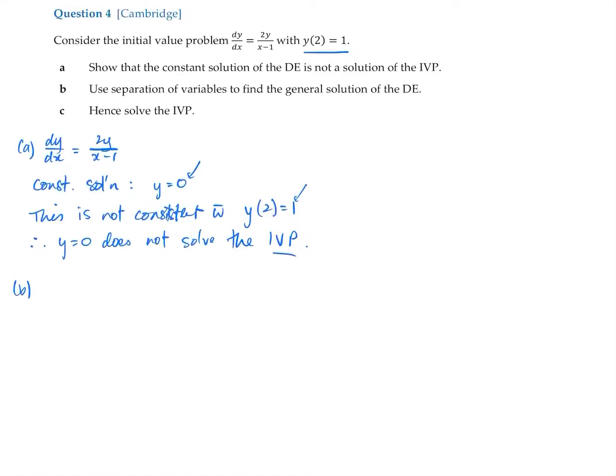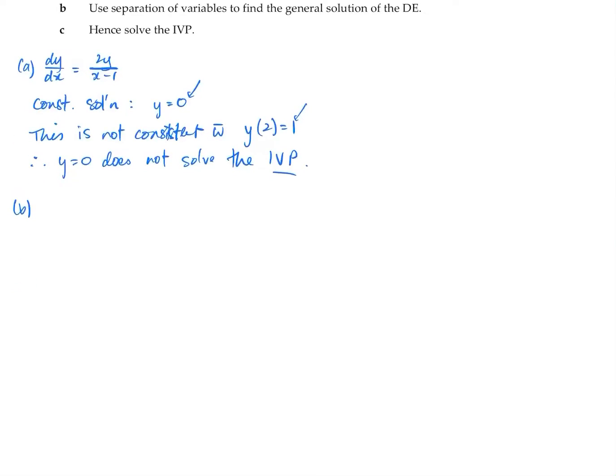B, use separation of variables to find a general solution. Okay, so dy dx equals 2y over x minus 1. And I'm going to put in, so dy equals 2y over x minus 1 dx. And then we get the 2y down there. So dy over 2y equals dx over x minus 1.